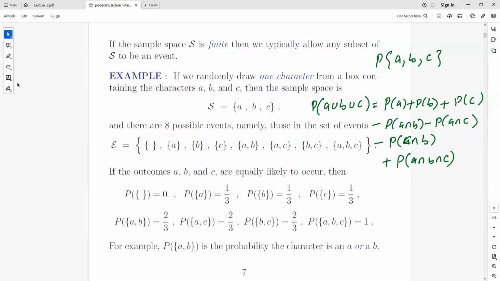Now, since the events are mutually exclusive, this and this are going to be zero because nothing is common in them. Therefore, this is 1 by 3 plus this is 1 by 3 plus this is 1 by 3, and we are going to get 1.